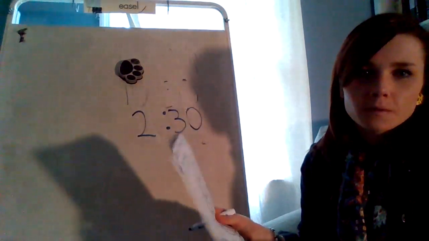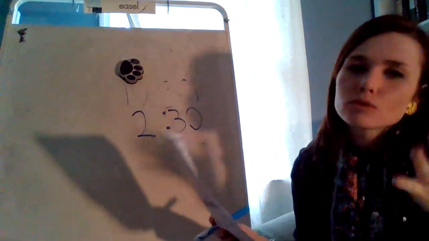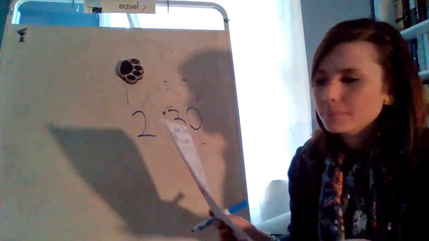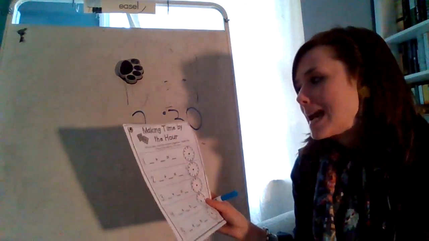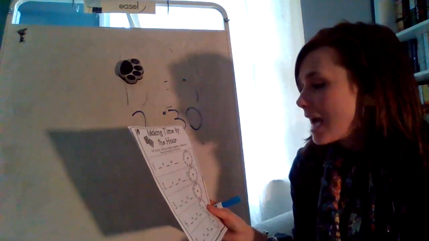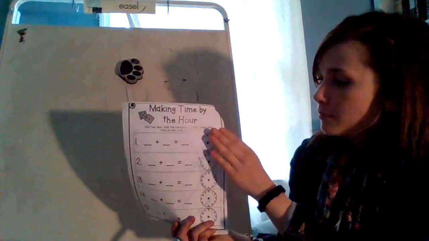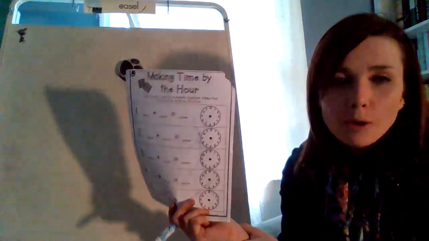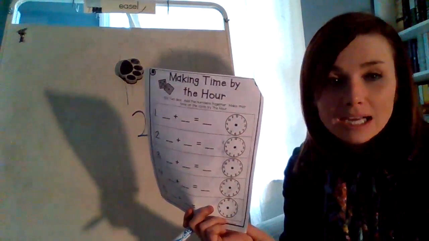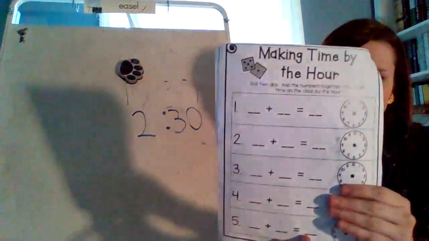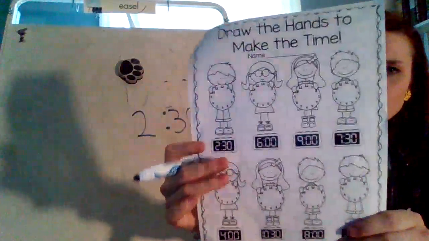This is a super fun page that I highly recommend if you have dice at home. If you don't have dice at home, that's okay. You can just skip the page. I'll completely understand. But it says roll 2 dice. Add the numbers together. Make that time on the clock. So it's a nice way to practice some addition facts, but then also making the time to the hour. So it's going to be o'clock. So that minute hand is always going to be pointing at the 12. Nice job. Turn to the next page.